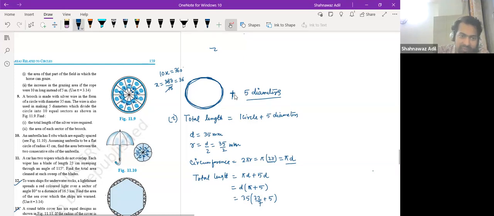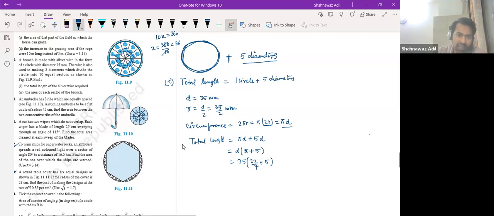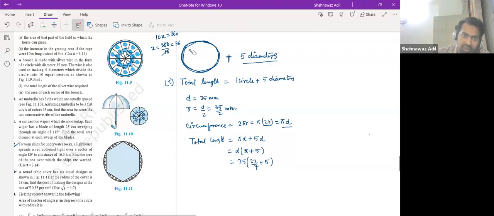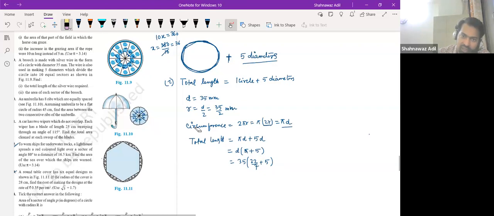So we have an umbrella has 8 ribs, right? Like this question. So an umbrella has 8 ribs which are equally spaced. Assuming umbrella to be a flat circle of radius 45 centimeter, find the area between the two consecutive ribs of the umbrella, right? So this is the area that we have to find out, which means that we have to find out the area of the sector. So again, this is 45, this is given, and theta we have to find out, right?